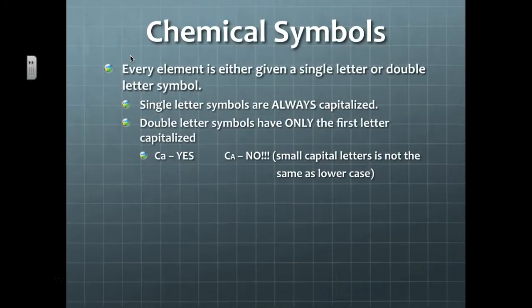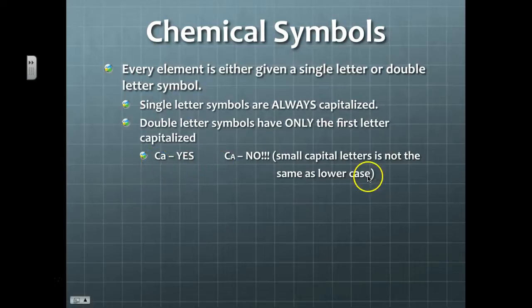Well, every element is given either a single letter or a double letter symbol. If it's a single letter, the letter is always capitalized. If it's a double letter symbol, only the first letter is capitalized. The second one is always lowercase. So for example, we have calcium, which has the symbol Ca. The C is capital and the A is lowercase. This is the correct way.